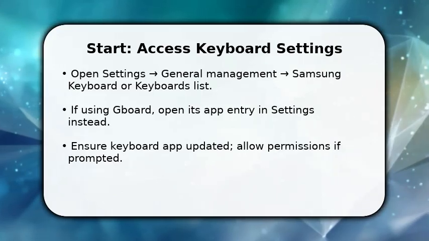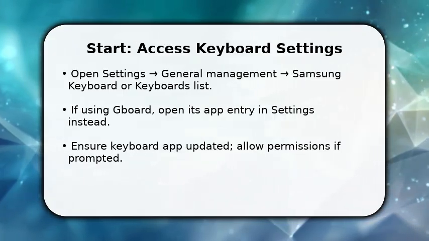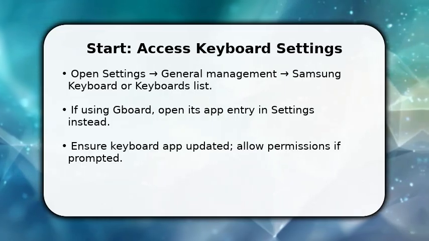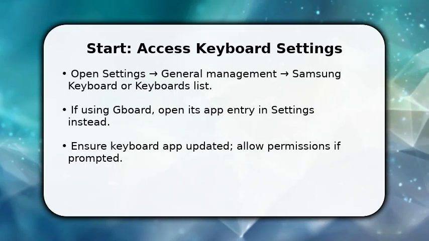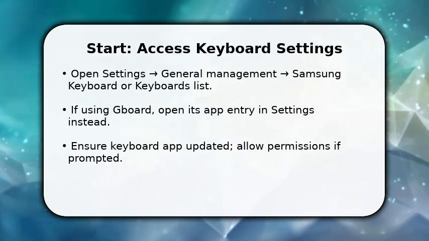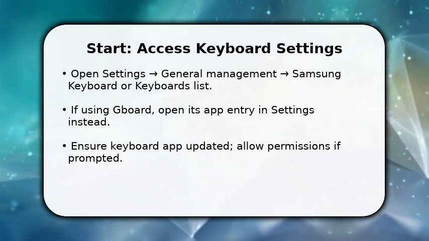You're going straight into settings to change emoji, no extra setup. Open General Management and tap Samsung Keyboard or select Gboard if you installed it. Once there, choose Keyboard Settings to reveal emoji options. You do this because emoji shape and picker live inside the Keyboard app, not general phone appearance.